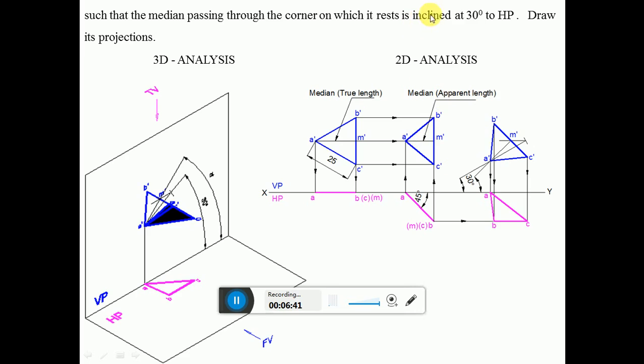But the inclination given is the true inclination. So what we have to do is, first we draw a line inclined at 30 degrees to the XY line. Then by using the compass, measure the length of A dash M dash, which is in true length. Because 30 degrees to HP is the true inclination line, consider any point on the 30 degree line. From here you cut an arc on this. The length of this will be equal to the median true length in the first position front view, A dash M dash.